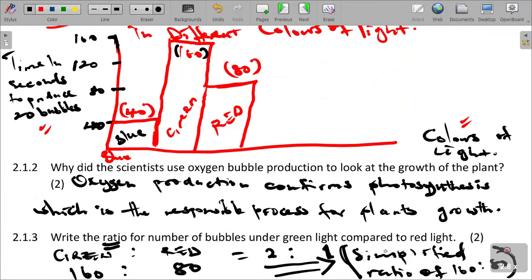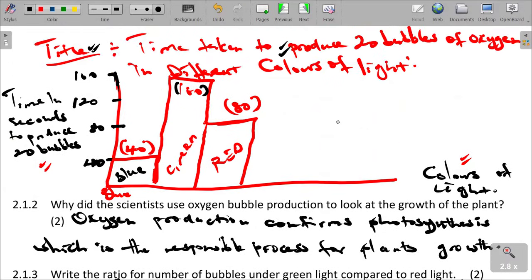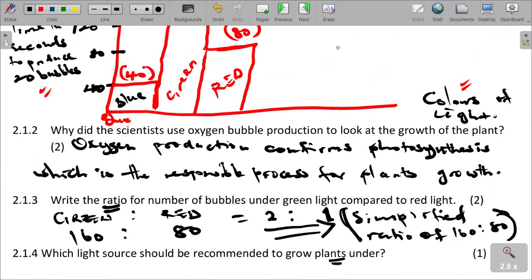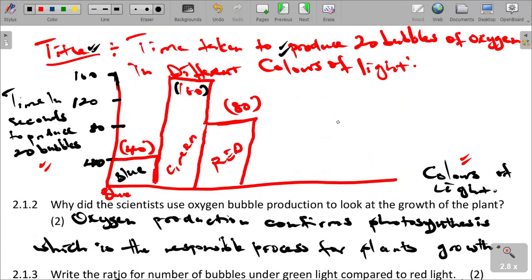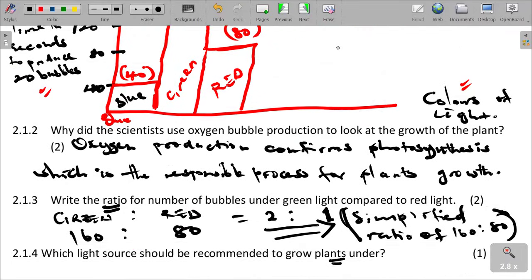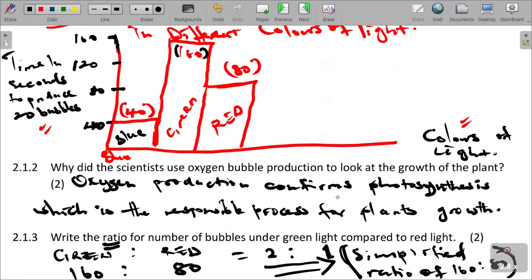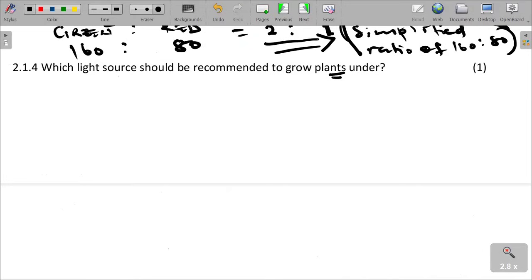So as we can look at this one, the light which we can recommend to grow plants under is the one which has got the highest amount of oxygen, as oxygen signifies life. So for me, I can agree that the one which has got the highest amount of oxygen is green light.